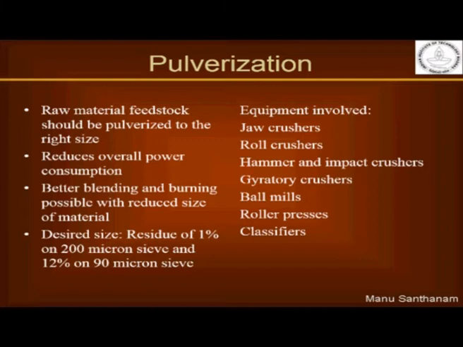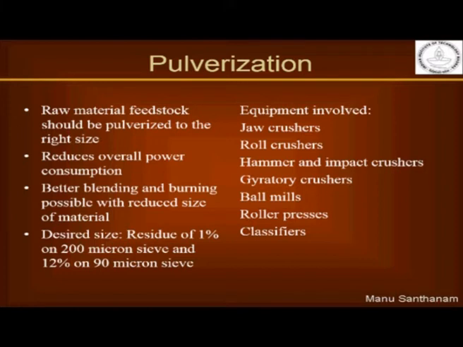So the raw material feedstock, that is your limestone and clay, has to be ground to the finest size possible. Now when you do this, it ensures that the mixing of the raw materials is very good. Secondly, because the kiln process involves burning of these materials together, it will also reduce the overall power consumption. So you're going to reduce the amount of power or energy required to actually produce cement if you have ground the material well enough. And of course, there's better blending and burning possible with reduced size of material.